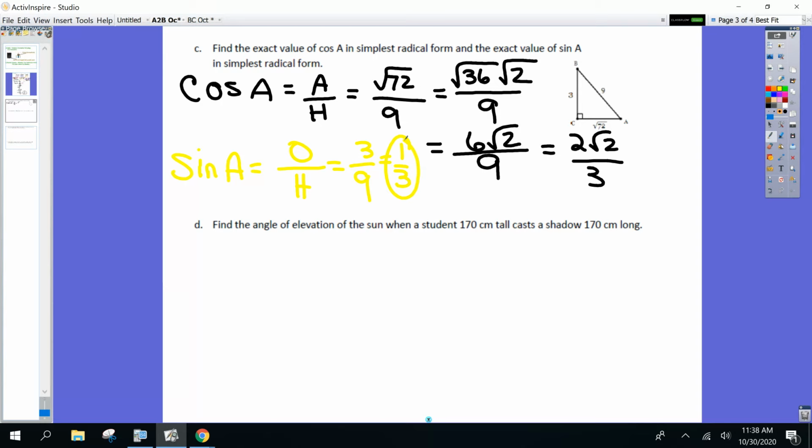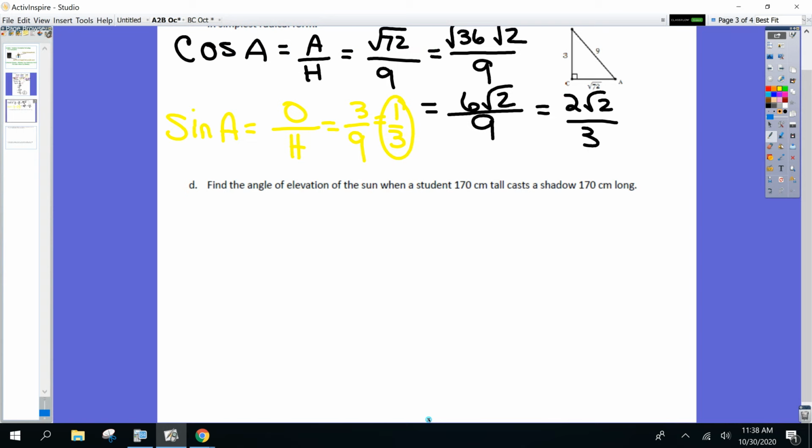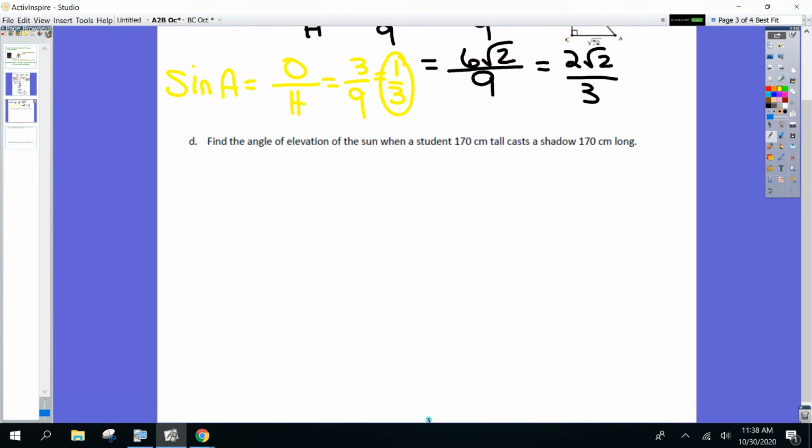Whew, I'm sweating already. Everyone all right? Part D? You guys remember from your geometry days, angle of elevation? There were two types, elevation and anybody remember the other one? Or you can just cheat and look ahead in your notes. Elevation and depression. Okay, elevation.